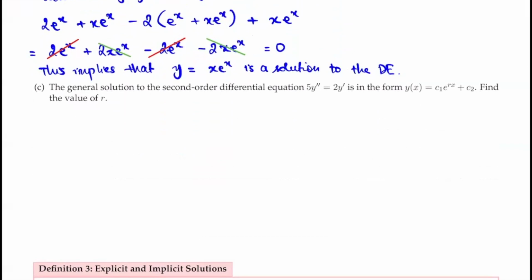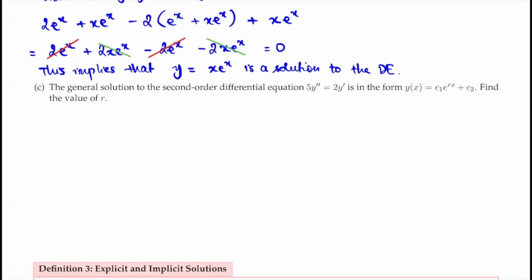Now, problem C, a very similar procedure, but here we twist the problem a little bit. This general solution to the second order differential equation is in the form of C1 times e to the rx plus C2. Can you find the value of r in this case, given the differential equation is 5 times y double prime equal to 2 times y prime? Again, very straightforward procedure. Given y, find y prime and y double prime, substitute those into the differential equation and solve for r. This is very similar to one of the questions that we have on WebWork, on the online homework. And also, you're going to see this particular type of solution later when we get to second order differential equations, a very specific one here.